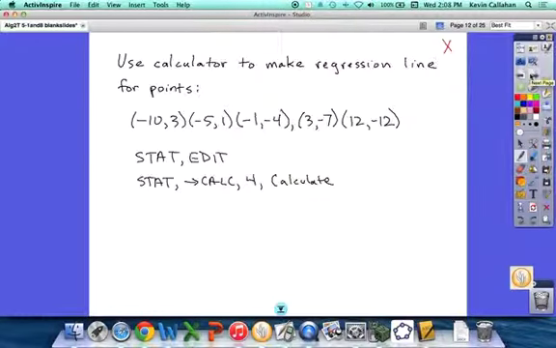Okay, try that one. Try to do the same thing. Find a best fit line, regression line for those 5 points.